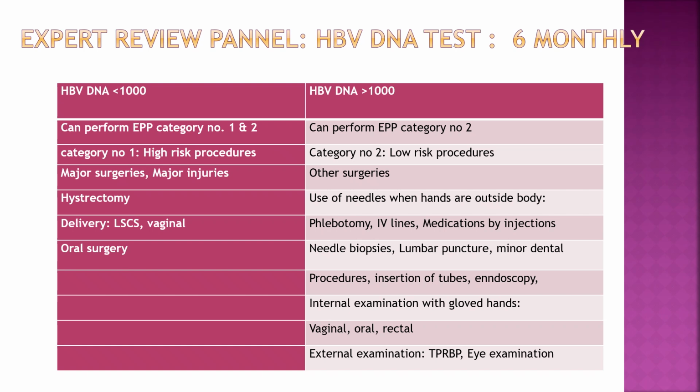So with hepatitis B virus load less than 1000, the worker can perform both categories of procedures, that is high risk and low risk. And if it is more than 1000, then category number 1 is not advised, so only category number 2, that is low risk procedures, can be done.